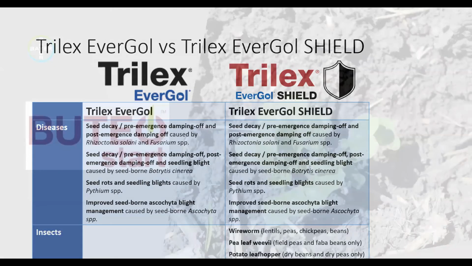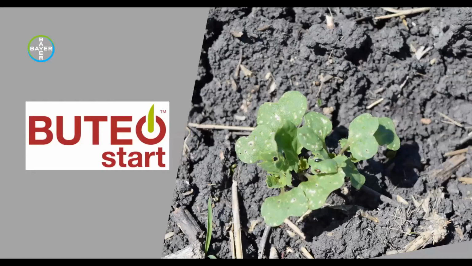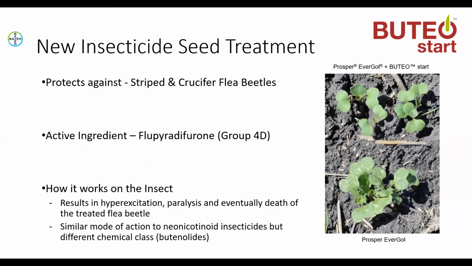New to our Bayer portfolio is Buteo Start. This is for protection against striped and crucifer flea beetles. It's a new active, a group 4D. How it works is it paralyzes and eventually kills off the flea beetles. It's a similar mode of action to neonics, but a different classification. So you're seeing different ways of how it works.